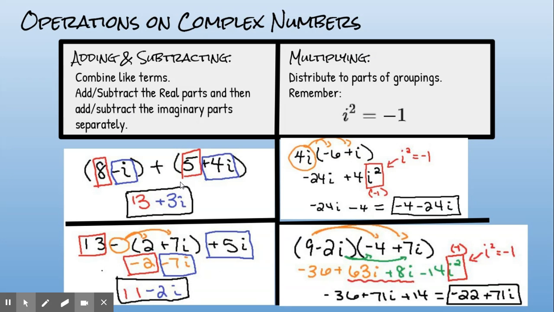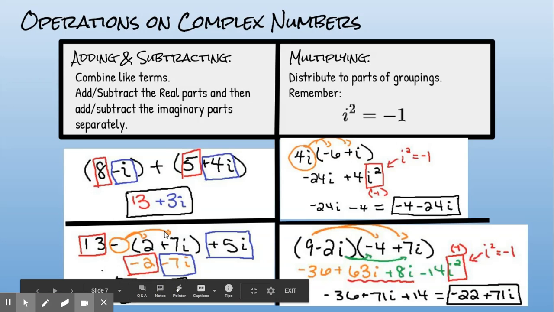Okay, adding and subtracting or any operations on complex numbers. You are simply combining like terms for adding and subtracting. Add your reals, add your imaginaries. Treat i as a variable, because that's basically what it is. It's a variable that represents the square root of -1. When you're subtracting, just make sure you distribute that minus sign before you start combining your like terms.